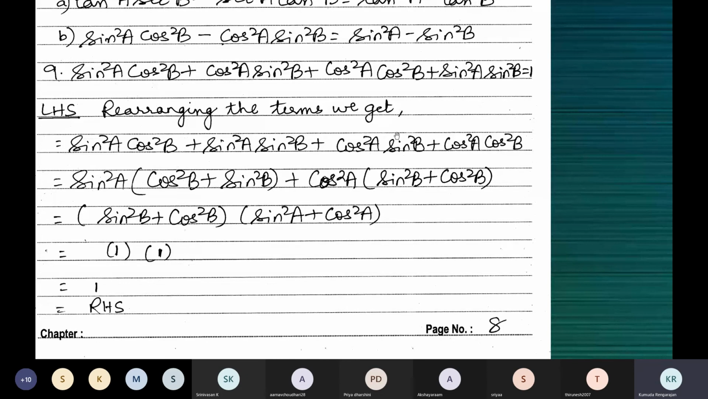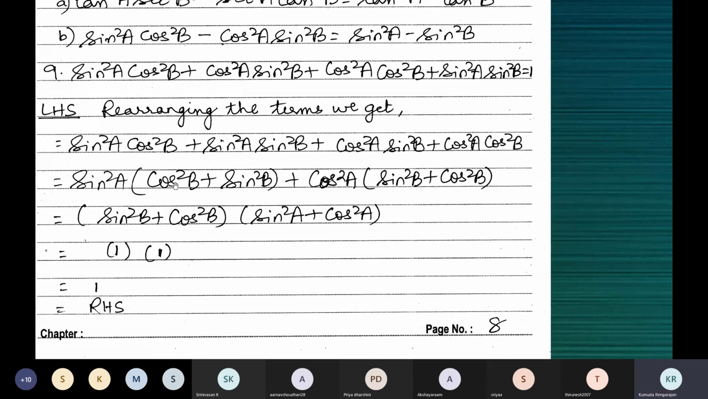Plus, what's common between the third and the fourth term? Cos square A. So cos square A, then sin square B plus cos square B in the bracket. Now what I have done here is cos square B, sin square B, cos square B, sin square B. I've written that out here, and then sin square B plus cos square A here.